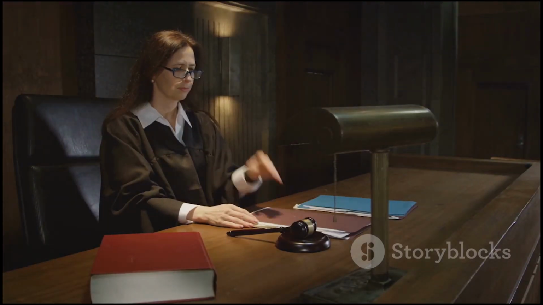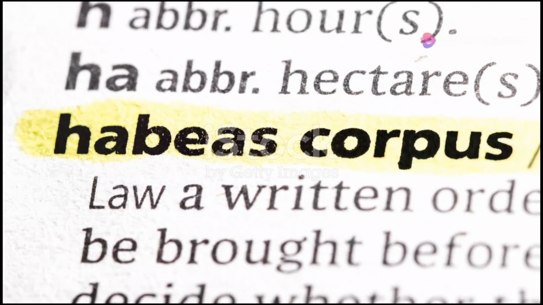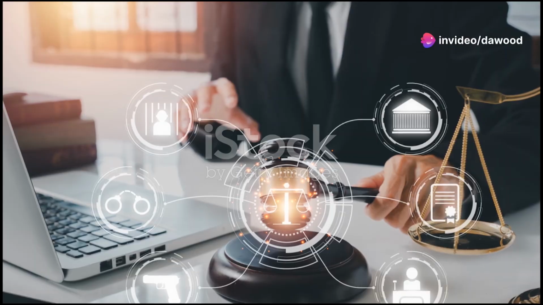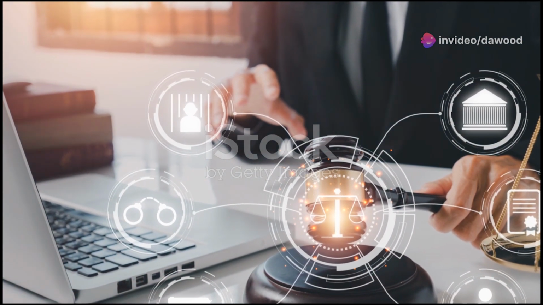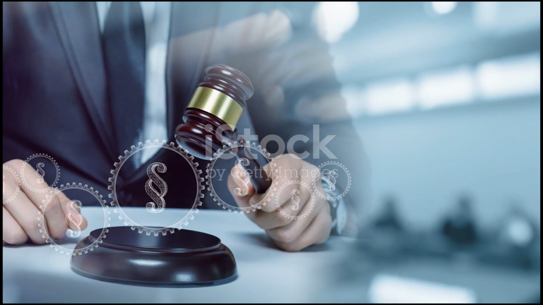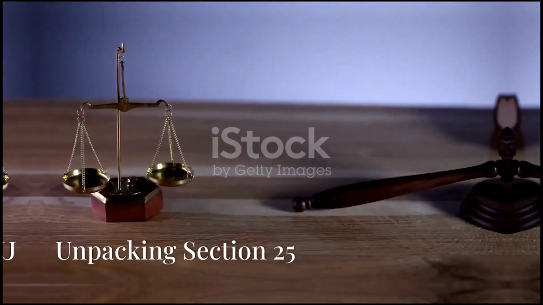This section emphasizes the importance of rehabilitation. The law wants to give people a chance to change, but it also recognizes that some individuals continue to break the law. In these cases, harsher penalties become necessary.